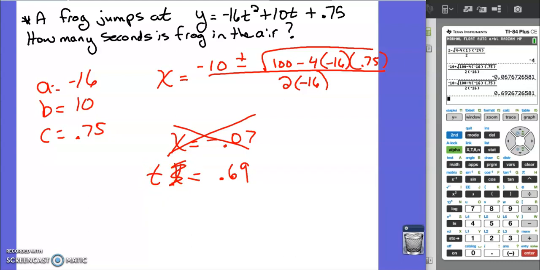So the frog was in the air for 0.69 of a second. And again, most people when they jump in the air, they're not in the air that long. So a frog is really quick when they jump and before they land because they're not in the air that long. So again, that's 0.69 using the quadratic formula.